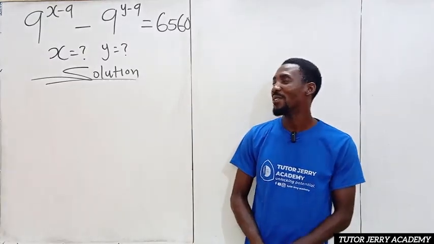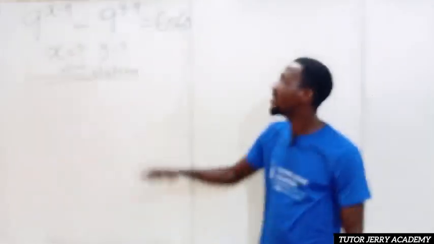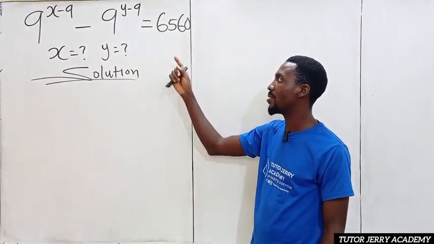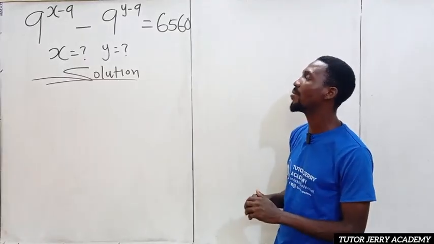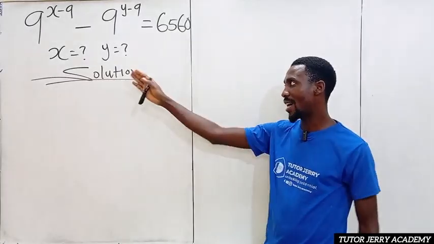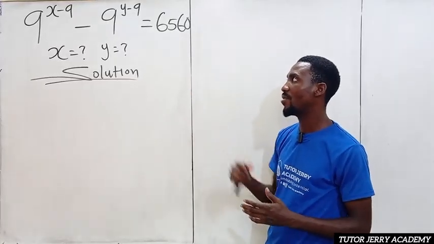Hello and welcome. Let's solve another interesting question. Say 9 to the power of x minus 9 minus 9 to the power of y minus 9 is equal to 6,560. We are asked to find the value of x and the value of y.